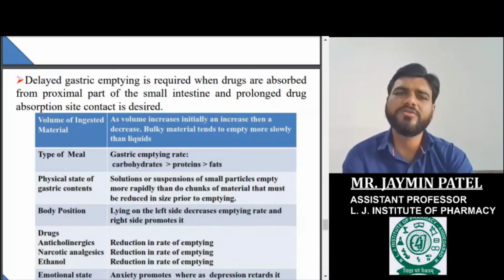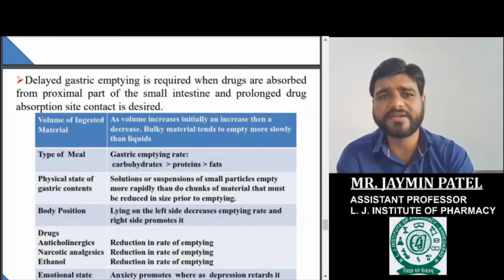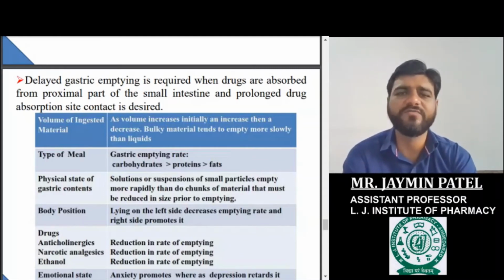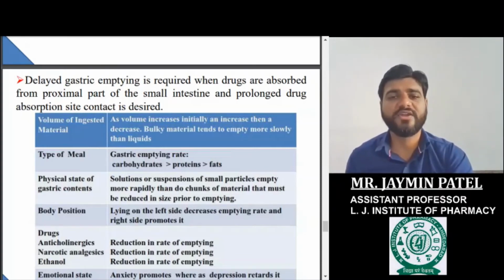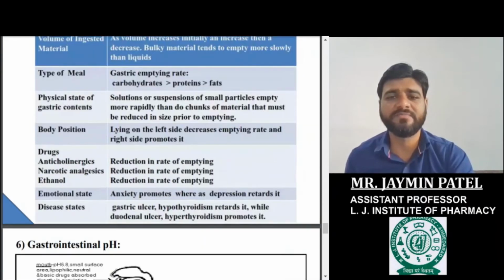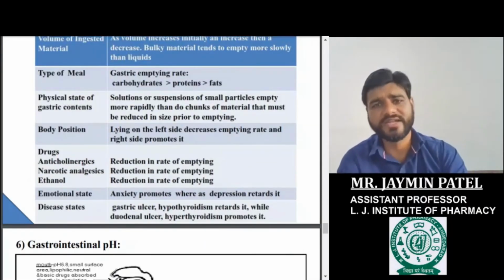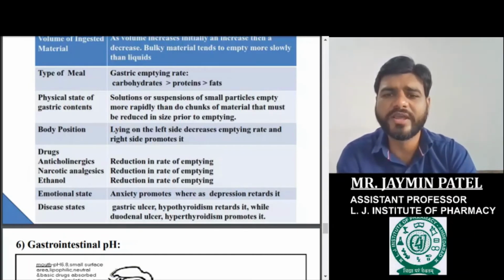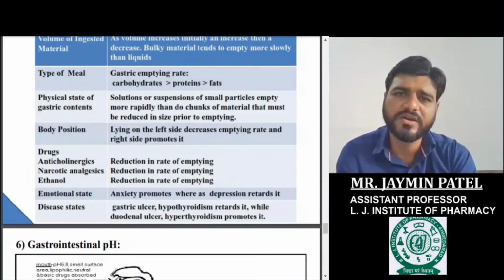Now, the factors affecting gastric emptying. Different factors affect the gastric emptying process: the volume of the meal, the type of meal, the physical state of the gastric content, body position, drugs given along with the drug molecule, emotional condition, and disease condition. All these factors will affect the gastric emptying process.